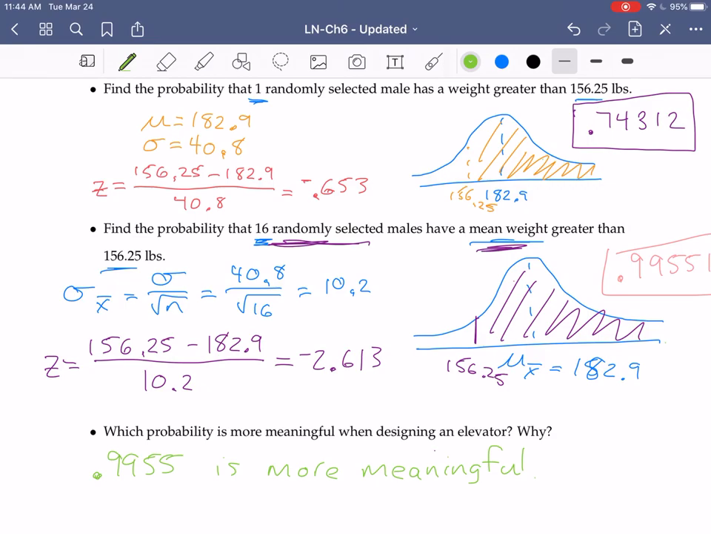And what that probability says is, whenever you have 16 randomly selected males get on this elevator, 99.55% of the time, their weight is going to exceed the capacity for that elevator. So most of the time, you're going to be over capacity. This was a real elevator. It was in a dorm room, a guy's dorm room at a college. And it's unsurprising that at one point in time, the elevator did go tumbling down, and there was a loss of life related to that.